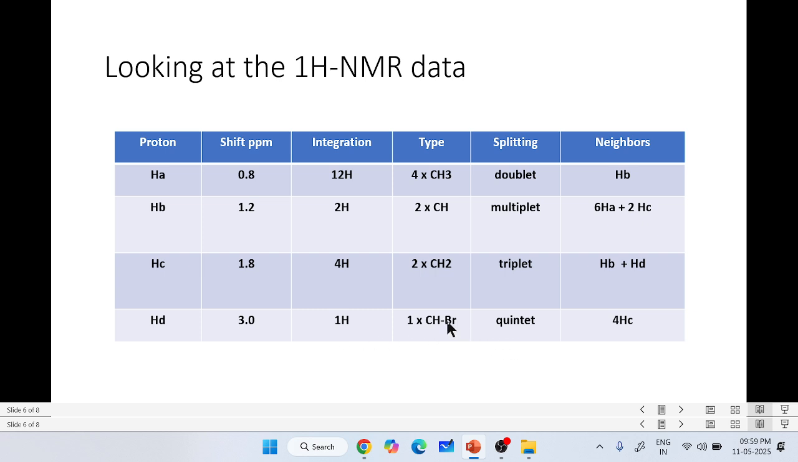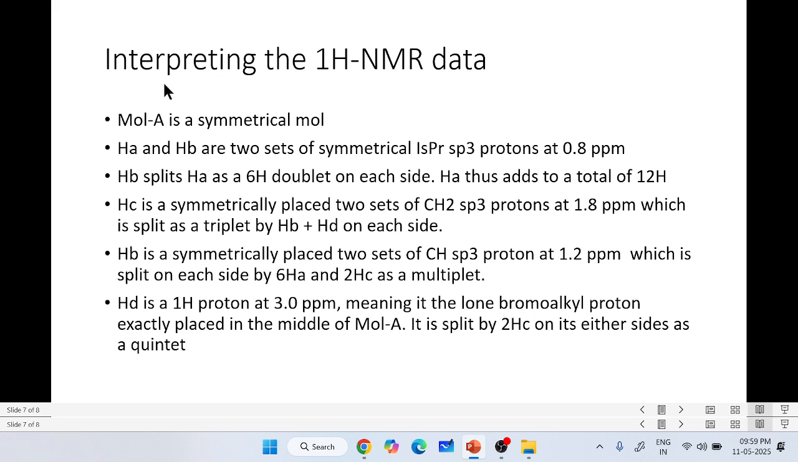Okay, so how do we interpret this NMR data? Interpreting the NMR data, you see molecule A is very likely a symmetrical molecule. HA and HB are two sets of symmetrical isopropyl groups, sp3 protons at 0.8 ppm. HB splits HA as a 6H doublet on each side. HA thus adds to a total of 12H, both sides put together. HC is two symmetrically placed sets of methylene sp3 protons at 1.8 ppm, which is split as a triplet by HB and HD on each side. And HB is two symmetrically placed sets of CH sp3 protons, part of the isopropyl group at 1.2 ppm, which is split on each side by 6 HA and 2 HC as a multiplet.